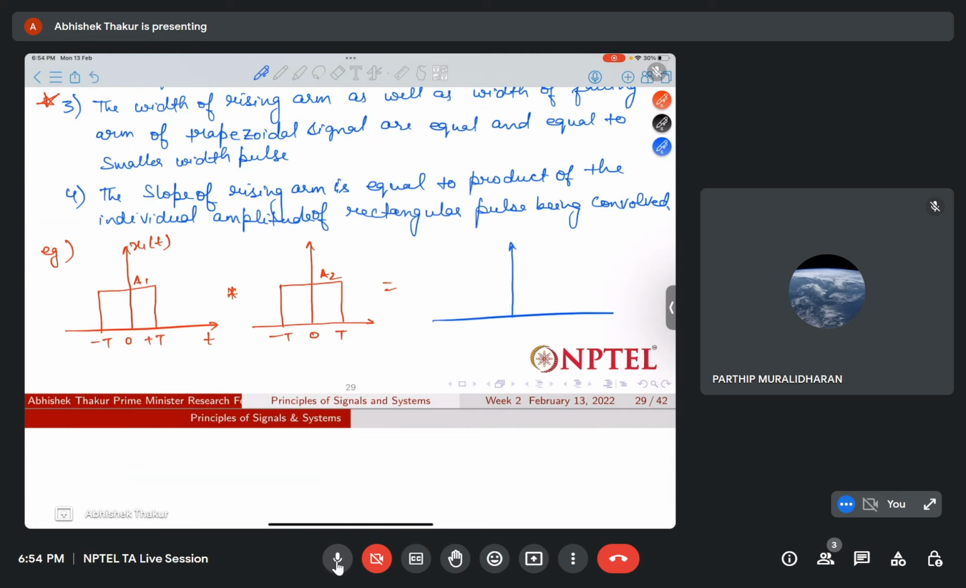And what will be the output? The lower limit will be minus T minus T, that is minus 2T. The slope will be A1 into A2. So it rises from minus 2T to 0 with slope A1 A2, and the maximum peak value will be 2T into A1 into A2. And when it decreases, the upper limit will be the summation of the upper limits of both pulses, that is 2T. So any doubt in this? I guess there is no doubt.